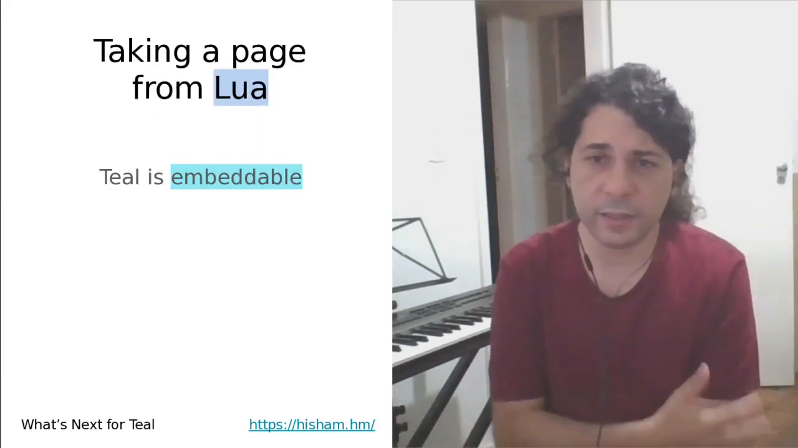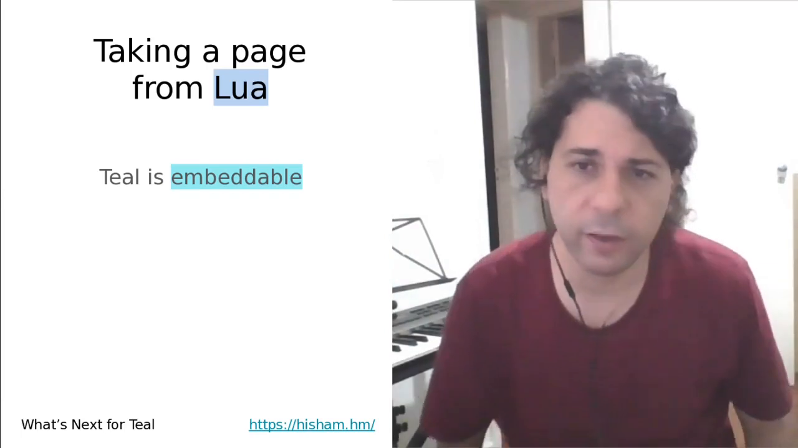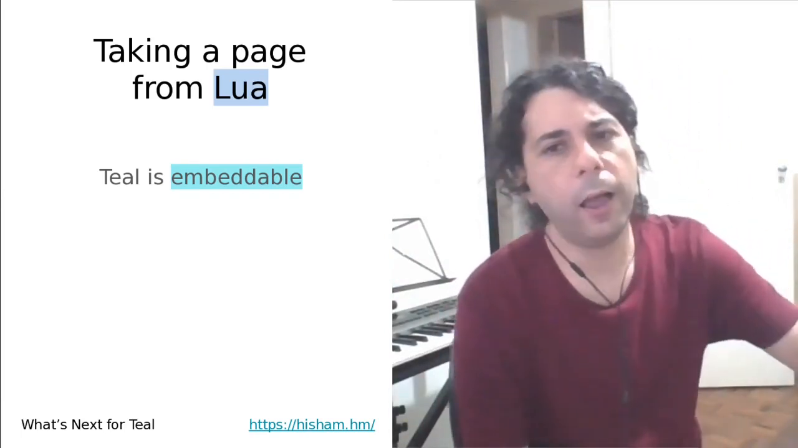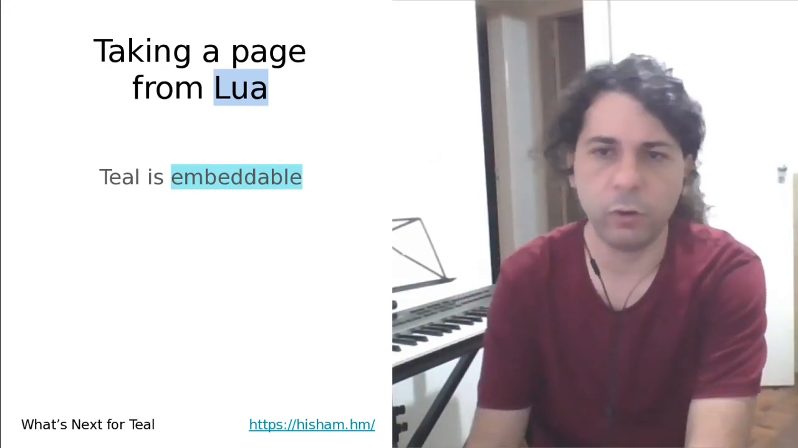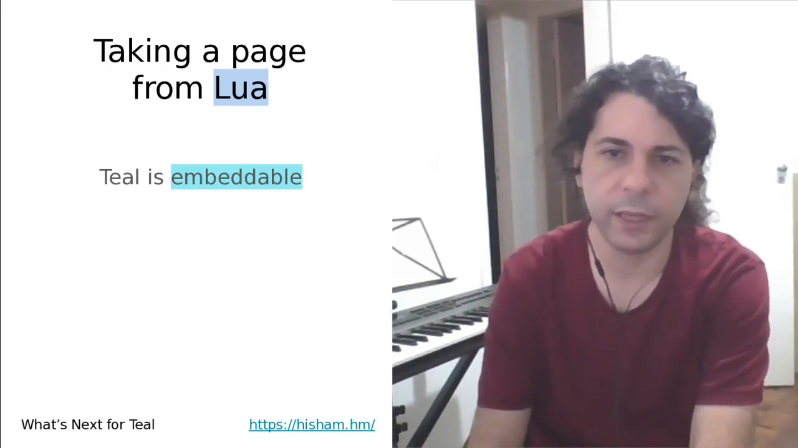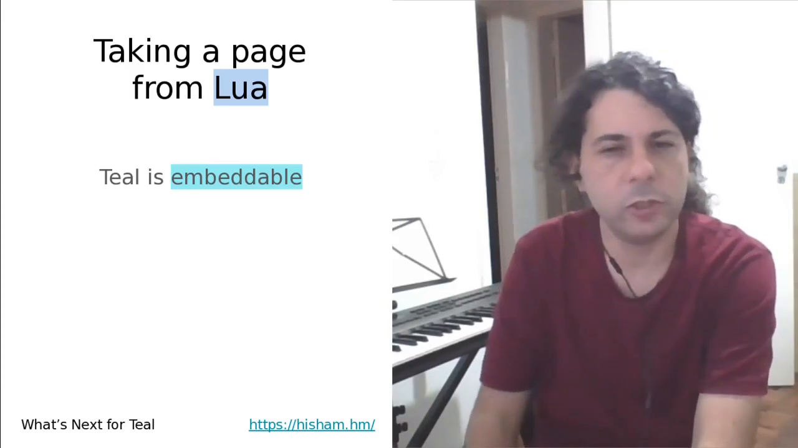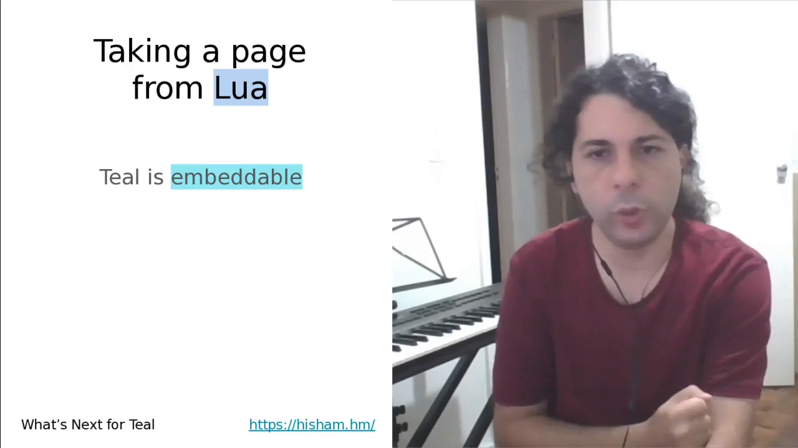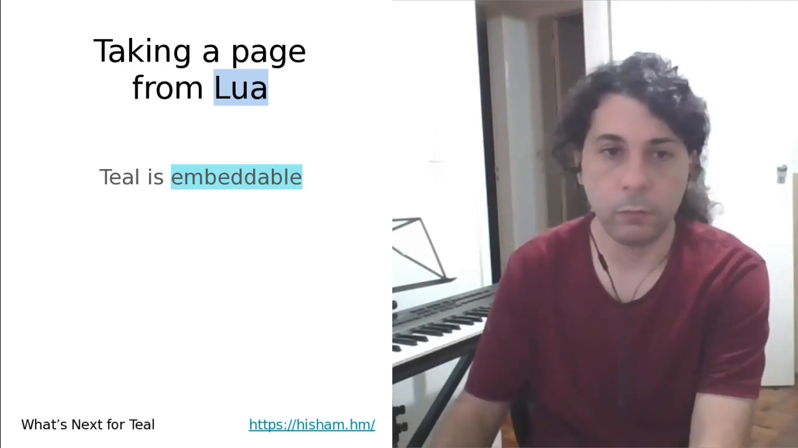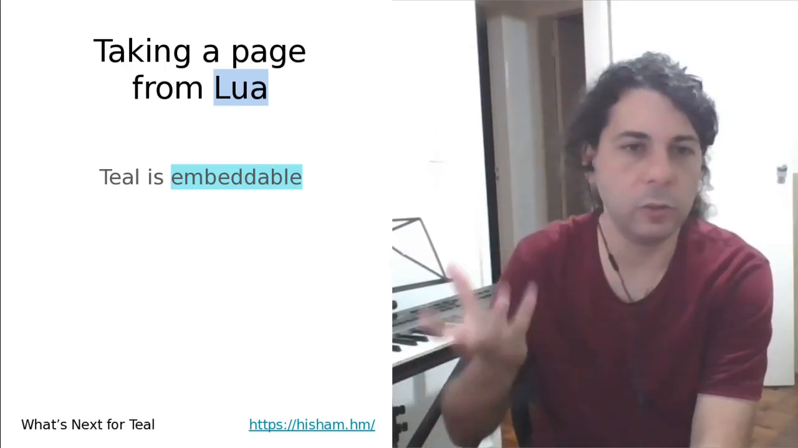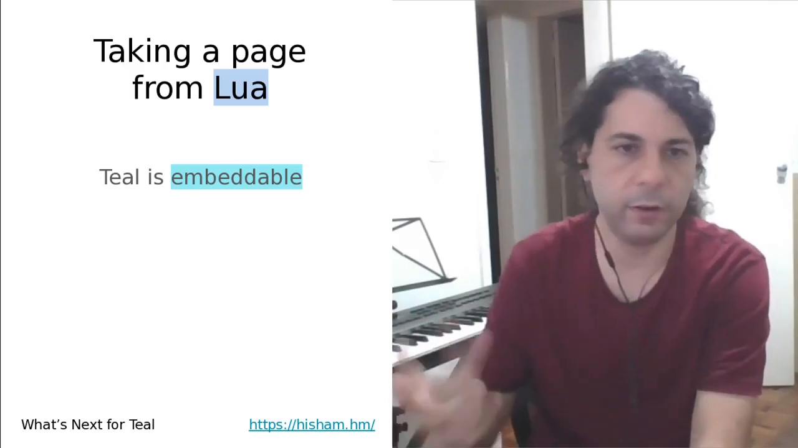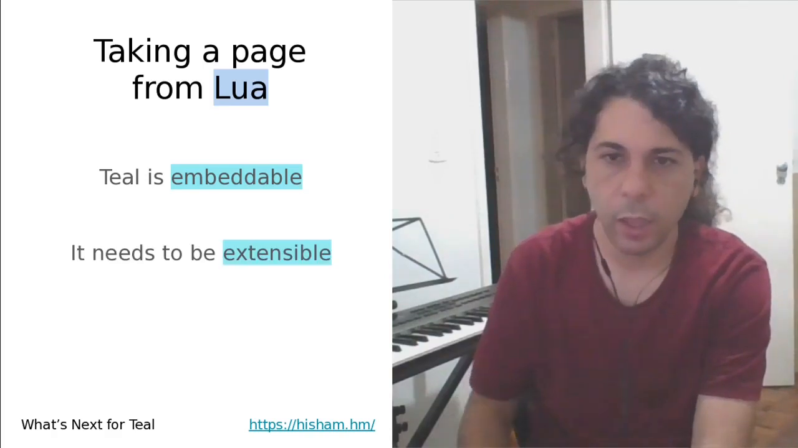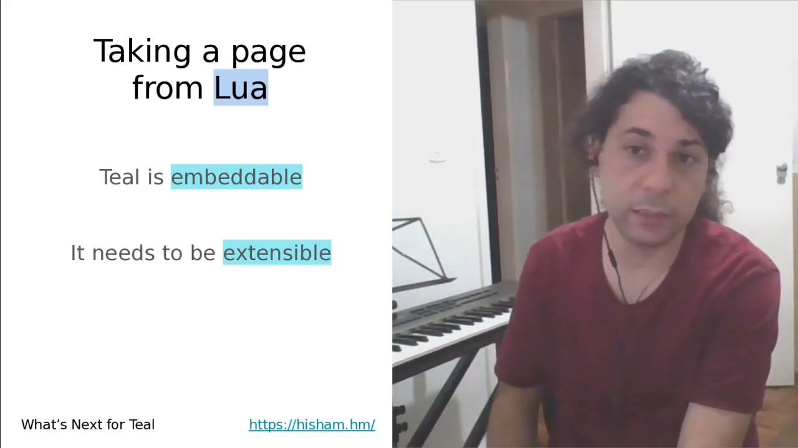But since this is a talk meant to be forward-looking, I'd like to share a thought that I think is a bit more philosophical. As Teal evolves, I believe that in order for it to keep true to the minimalistic and pragmatic spirit of Lua, it needs to take a page from Lua in one crucial aspect. Like Lua, Teal is embeddable, right? You can embed it into any Lua environment. Once Lua is already in there, it's trivial: you load one more Lua file and Teal is there. But it also needs to be extensible, right?